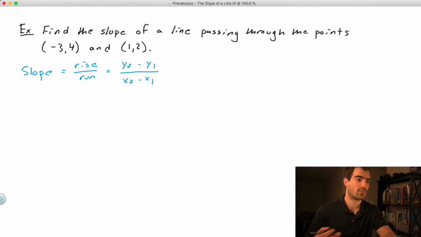Now you might be saying, well, what is y2, what's y1, what's x2, what's x1? Well, we can just pick either of these coordinates, maybe call this one point 1, this one point 2, and label those points accordingly.